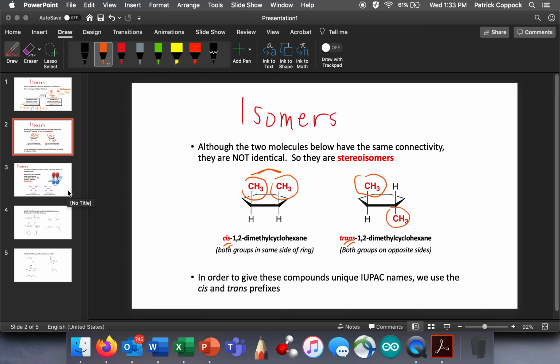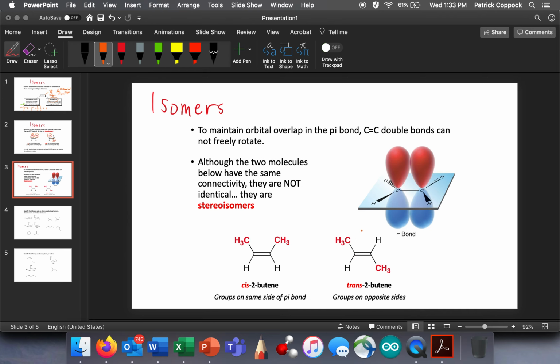Now let's look at another kind of stereoisomer. There's a stereoisomer where we do not have free rotation around this bond because it's a double bond, right? It's got one sigma and one pi bond. So it's a double bond. We do not have free rotation about this bond. The reason why, remember this? We talked about this, I think, two chapters ago.